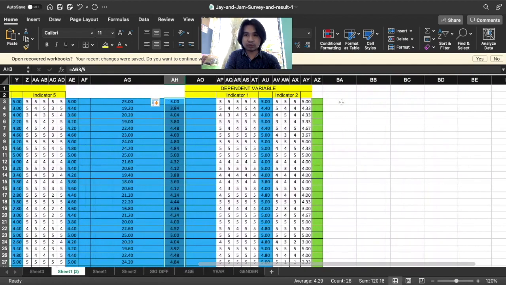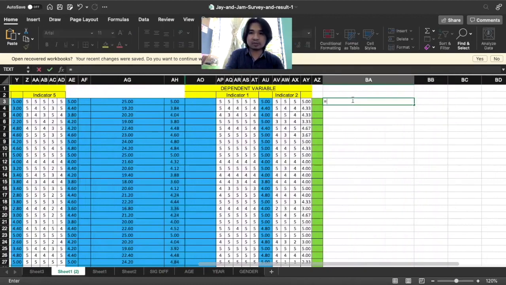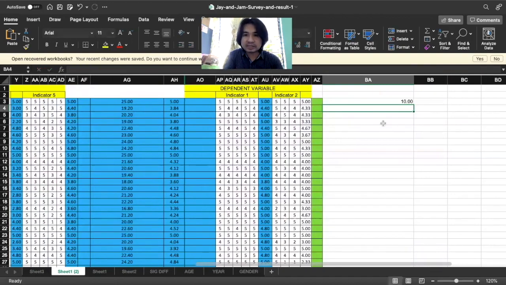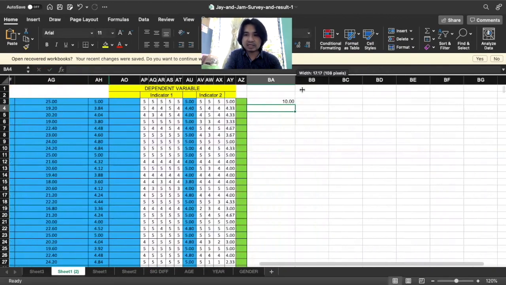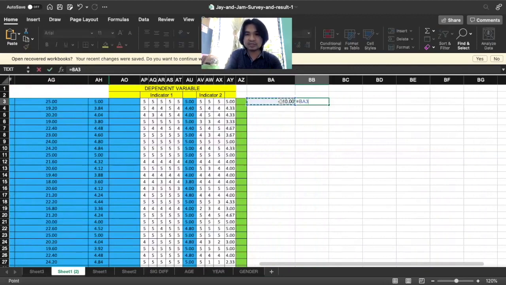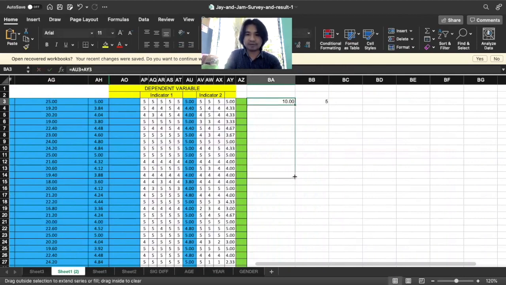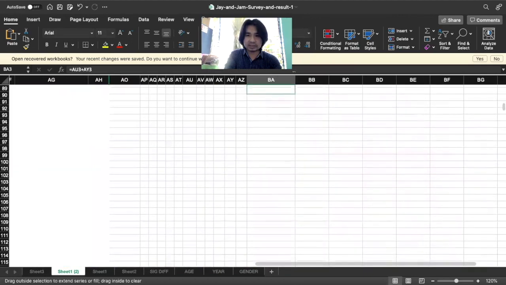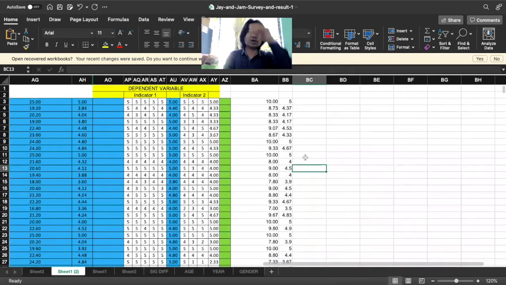Then let's try to solve for the mean for the dependent variable. So that's 10. Then we'll divide this by 2 because we have 2 indicators for the dependent variable. So that's 5. Let's try this. So these are all the means for the dependent variable.